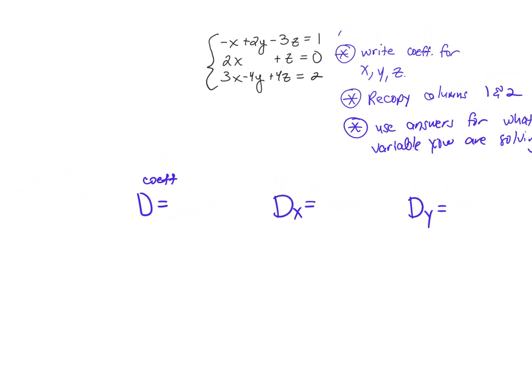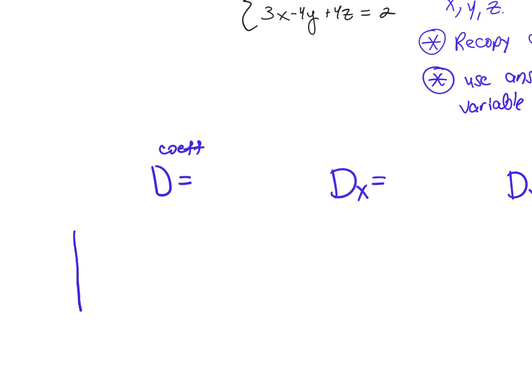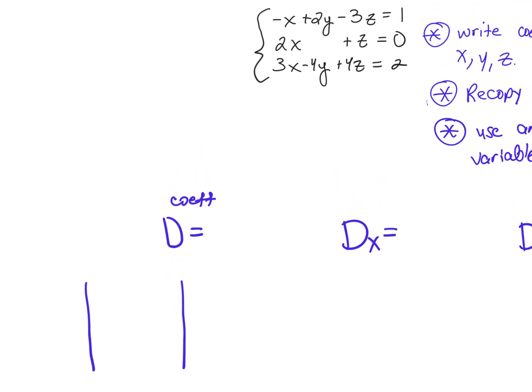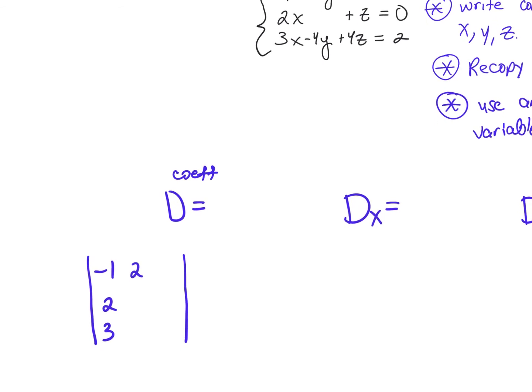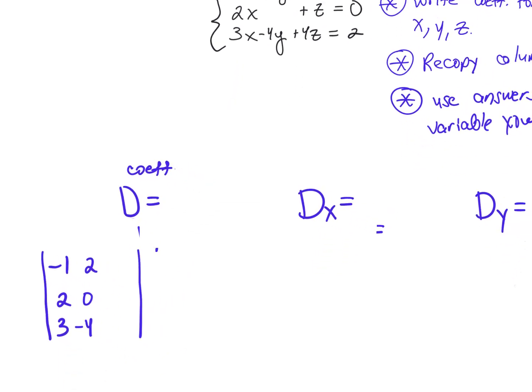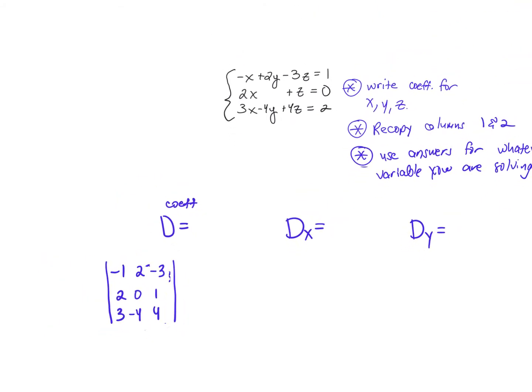To find just your determinant, you're going to write down the coefficients for x, for y, and for z. So what are the coefficients for x? What are the numbers I'm going to put in the x column? -1, 2, and 3. Perfect. What am I putting coefficient-wise for y? What's the coefficient for the first y? 2. Are there any y's in the second equation? No. So you put a 0, and then -4. And then I have -3, 1, and 4.